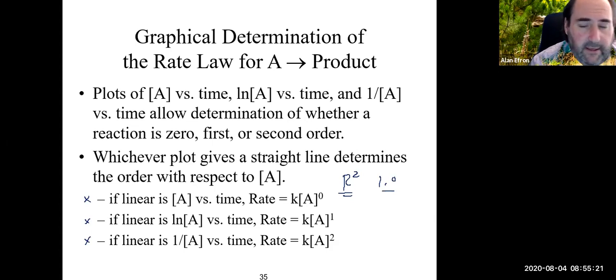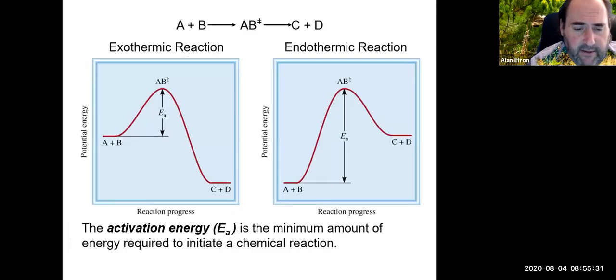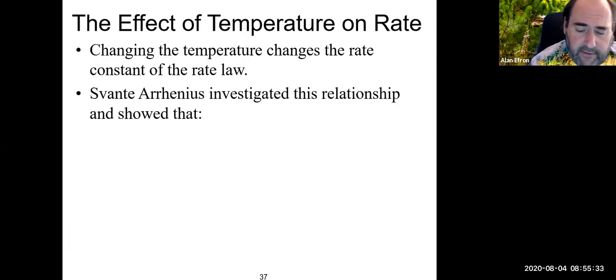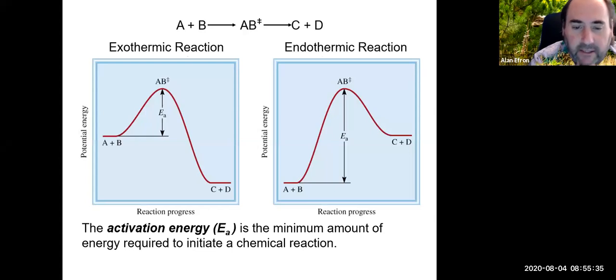So what we're going to talk about then is the relationship between temperature and the rate, and what happens with that. The first thing here is these are two graphs. These are two energy diagrams. The one on the left is an exothermic diagram. The one on the right is an endothermic diagram.